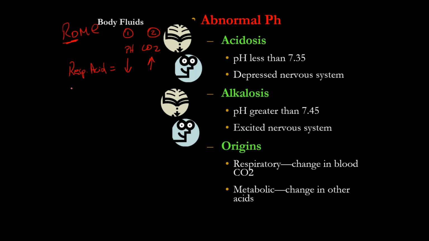Then we have the respiratory alkalosis. What is a respiratory alkalosis? The pH is high, number one, and number two is opposite, it's going to be down. The carbon dioxide down.